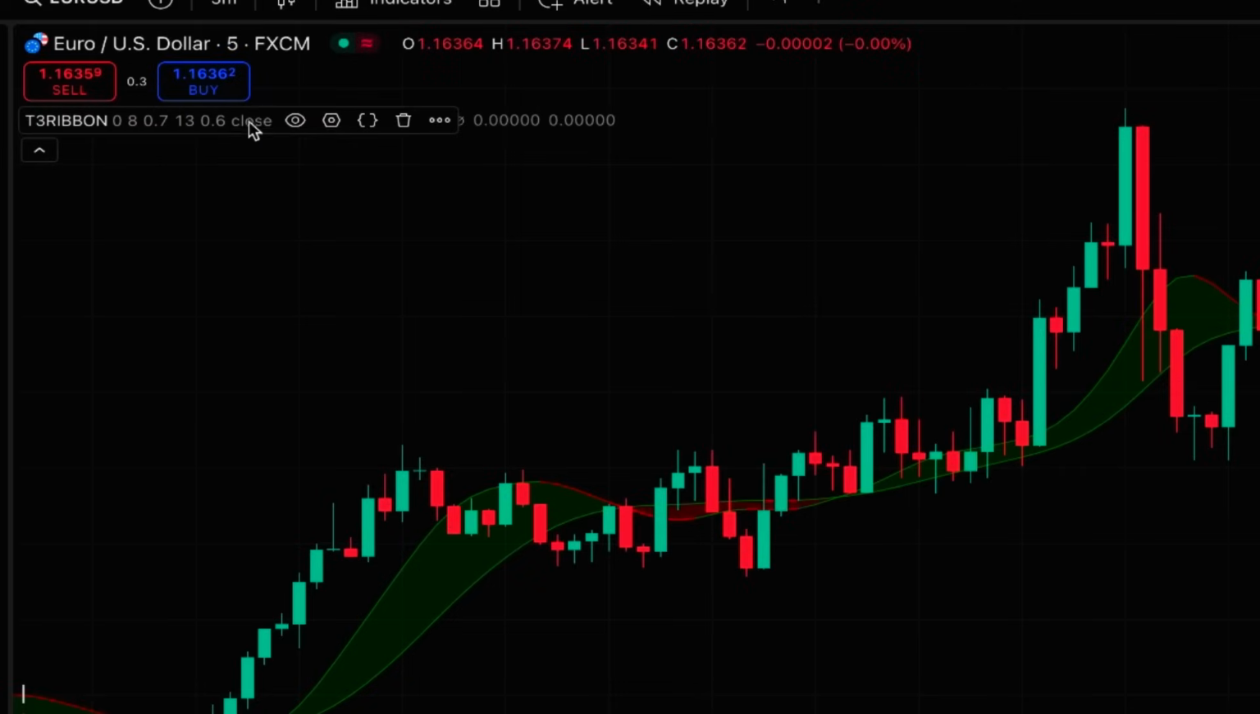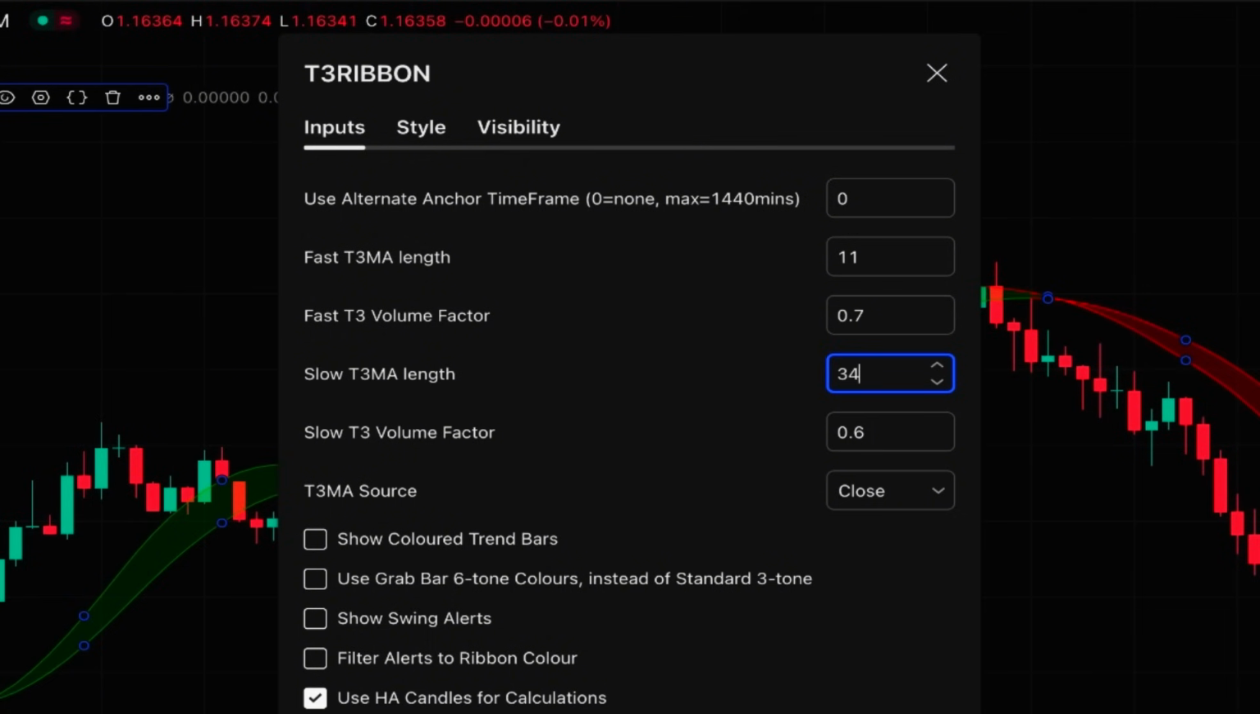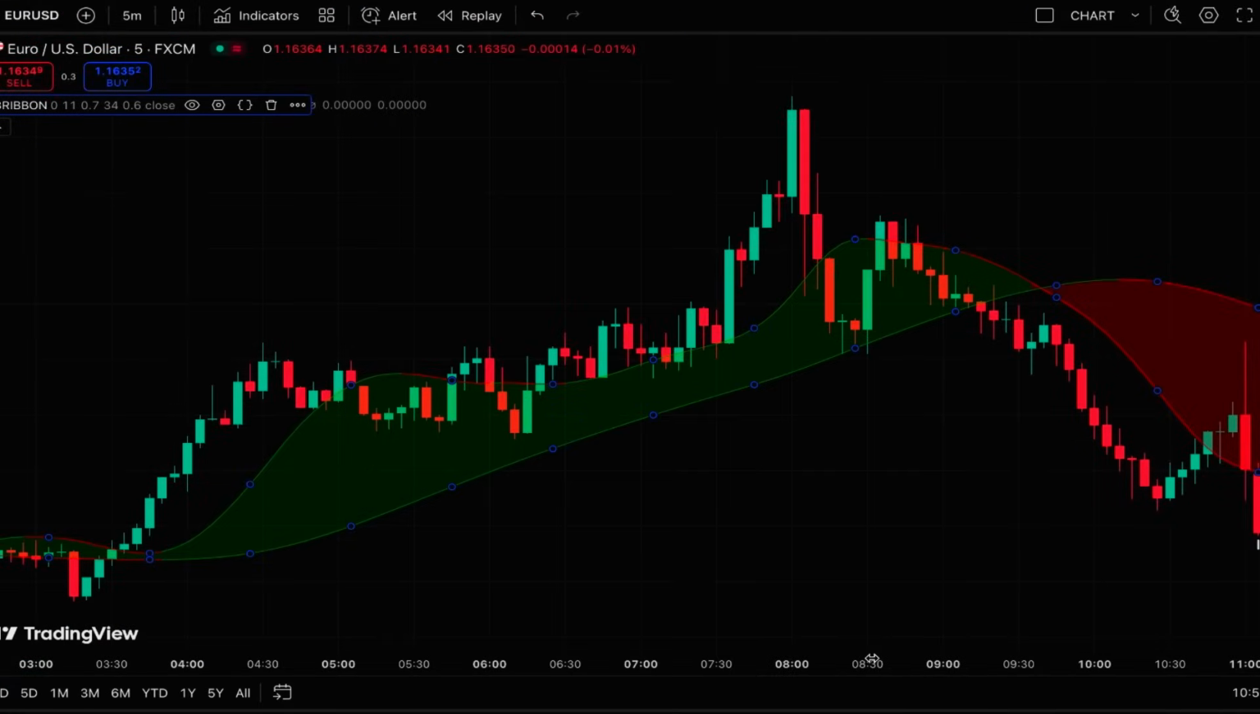Here we go to the settings of the indicator, and for the fast length, we set it at 11, and for the slow length, we set it at 34. We're done with the settings of this indicator, and now we need to add the second indicator.